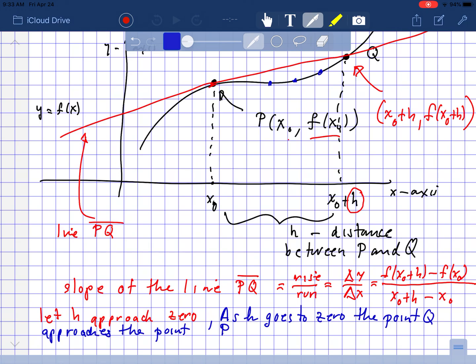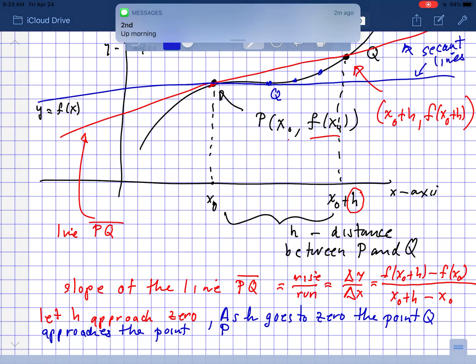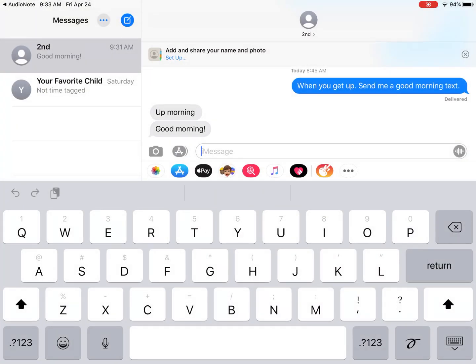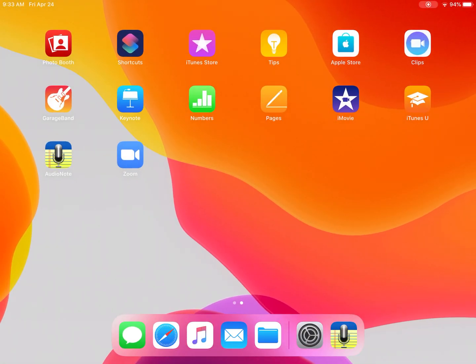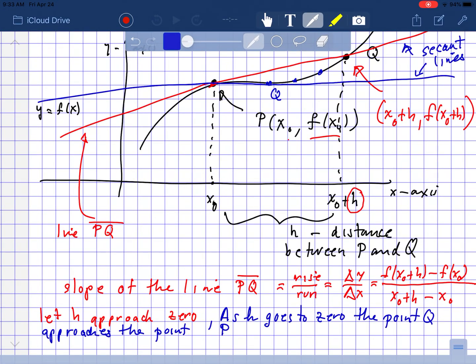Well, so suppose for some value of h, Q is here at this point, and then I'm looking at this line here. All right. These lines, by the way, these lines are called secant lines. So these are called secant lines.